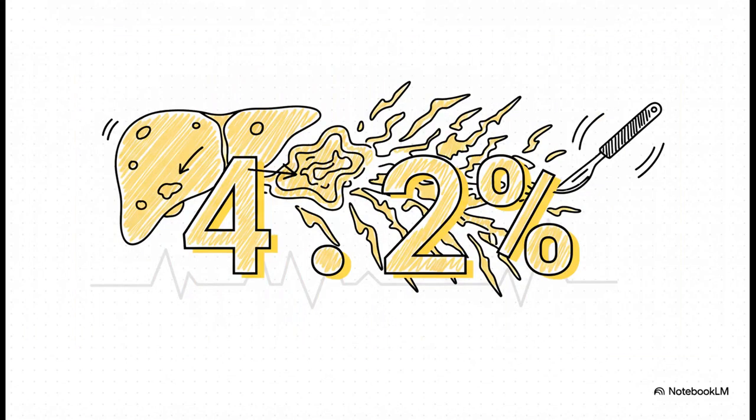And that 4.2% figure, that's the number that drives our decision-making. It might seem small, but it's a significant risk of developing hepatocellular carcinoma. And it's exactly why we have that aggressive surgical approach for any lesion bigger than 5 centimeters.